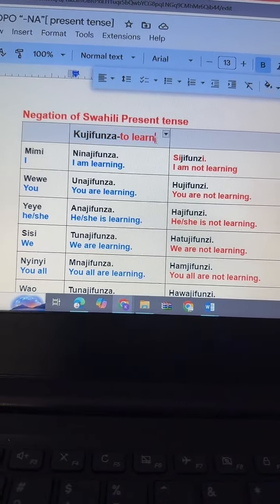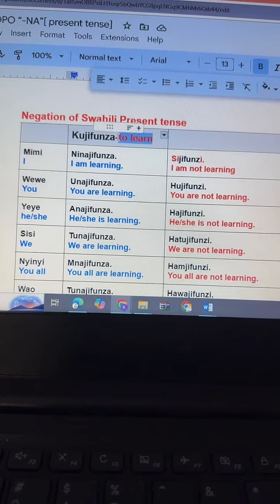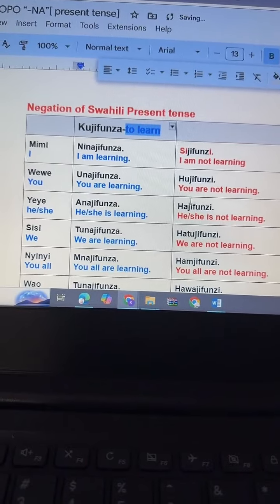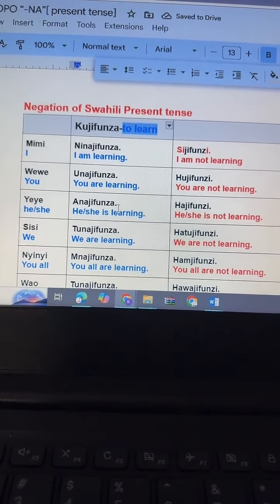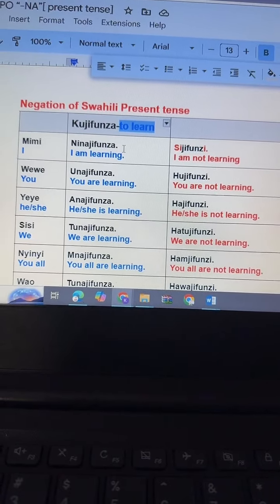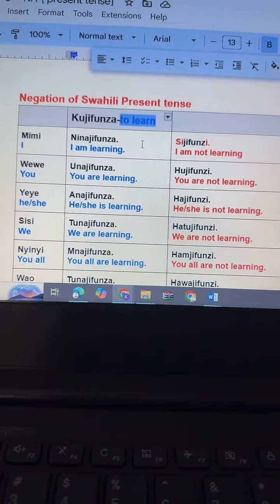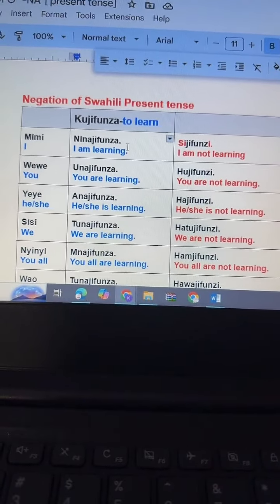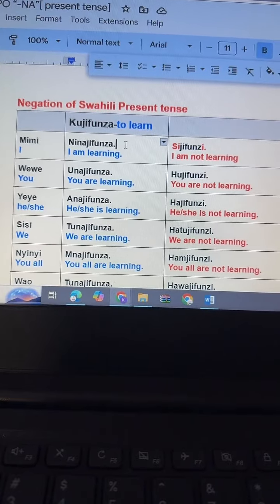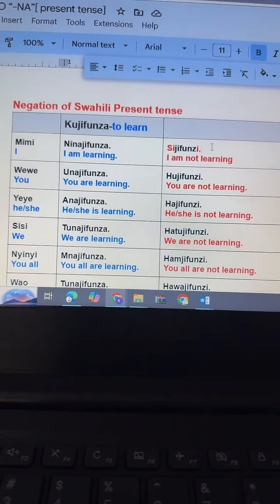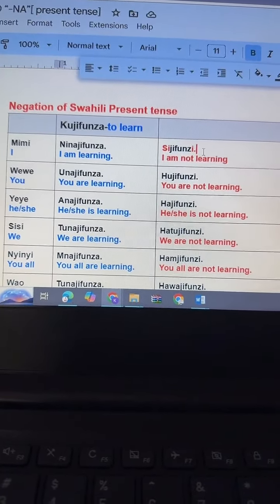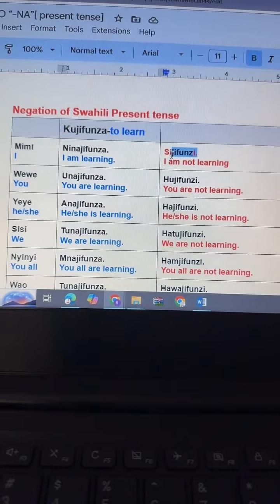Now we have here an example with the word kujifunza. Kujifunza means to learn. Mimi ninajifunza, I am learning. How do I say I am not learning? Mimi sijifunzi. This one means I am not learning.